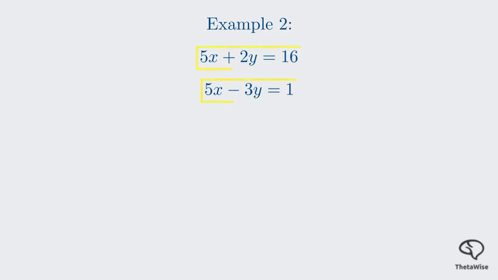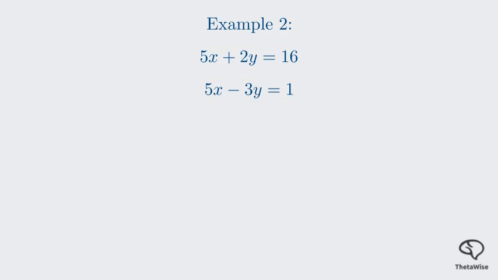In our last example, the coefficients were opposites, so we added the equations. What if the coefficients are the same? Let's look at this system. 5x plus 2y equals 16, and 5x minus 3y equals 1. This time, the x terms have the same coefficient, 5. If we add the equations, we'd get 10x, which doesn't eliminate anything. When the coefficients are the same, we need to subtract one equation from the other to eliminate the variable.